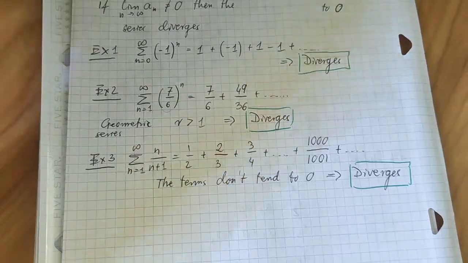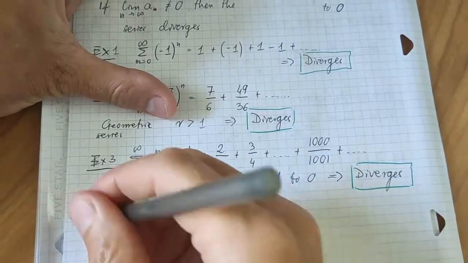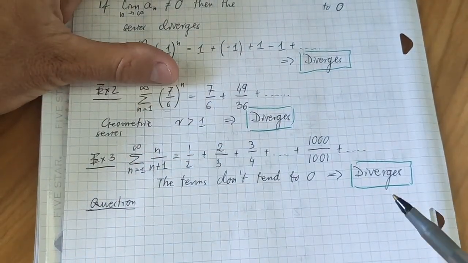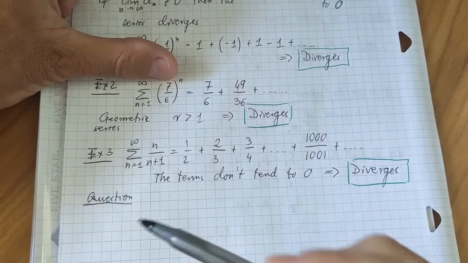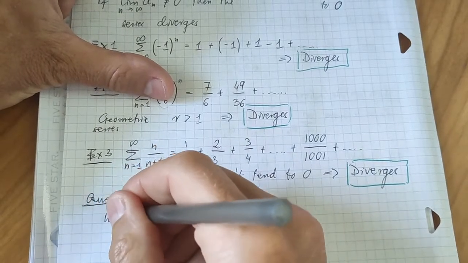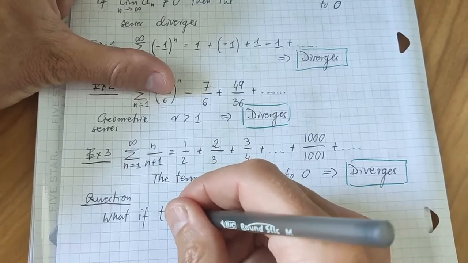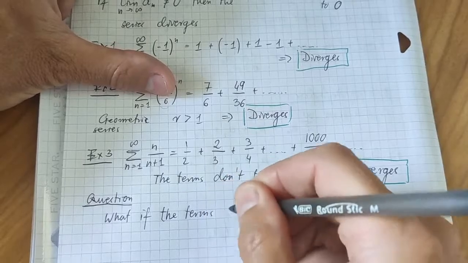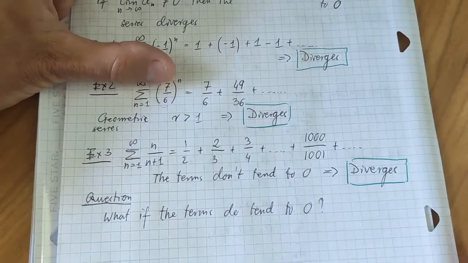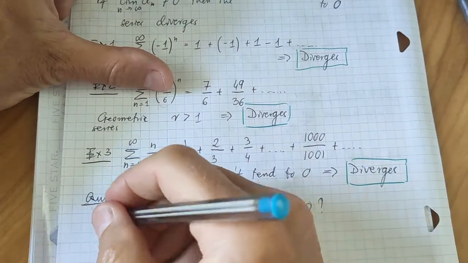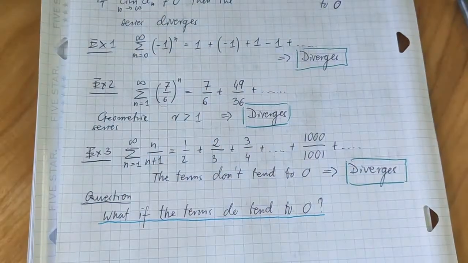Okay. So now a question. So we said if the terms don't tend to 0, we basically say the series diverges and we're done. Well, what happens if the terms do tend to 0? Well, based on this theorem, we simply don't know. So we need to figure it out one way or the other.